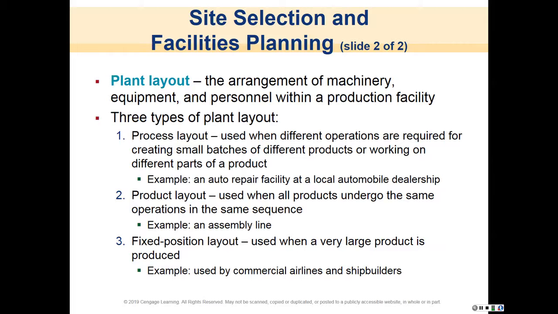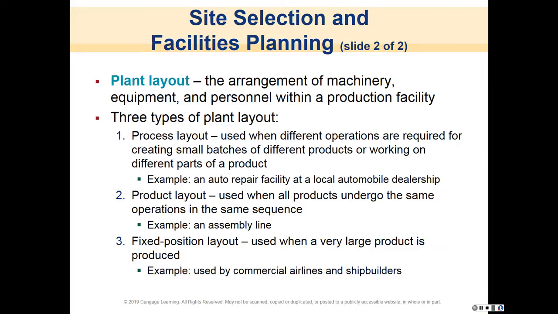Process layout would say that it doesn't matter what order the items get done in, as long as they all get done. Okay. Product layout says, well, it absolutely does matter what order they get done in. And fixed position layout says, well, the item's so big that we can't move it from point to point, so we're going to have to send people to move around instead.